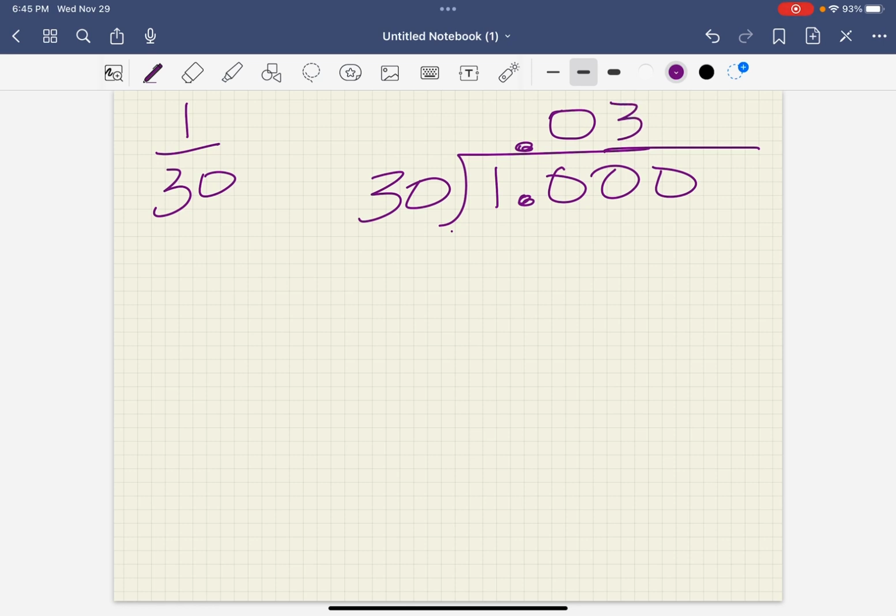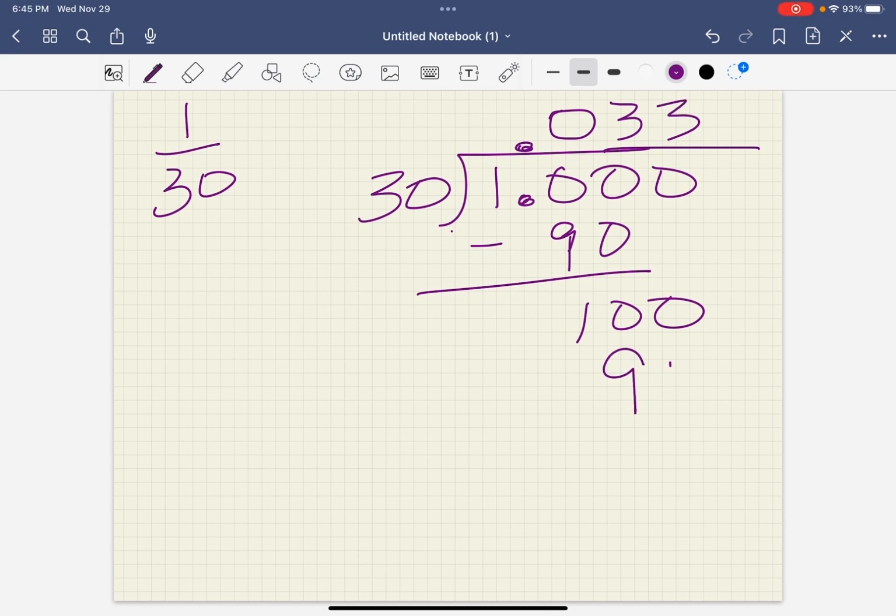3 times 30 is 90. Subtract. Again, how many times does 30 go into 100? 3. It's just going to keep repeating. So because it's the same number that's repeating, we can just write it as 0.03 with a bar over the 3 because it's going to keep on repeating, and that's called a repetend. Okay, when it repeats, it's called a repetend.